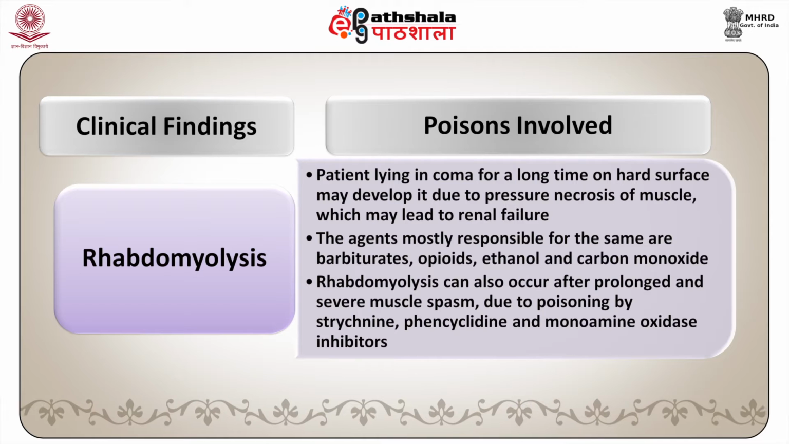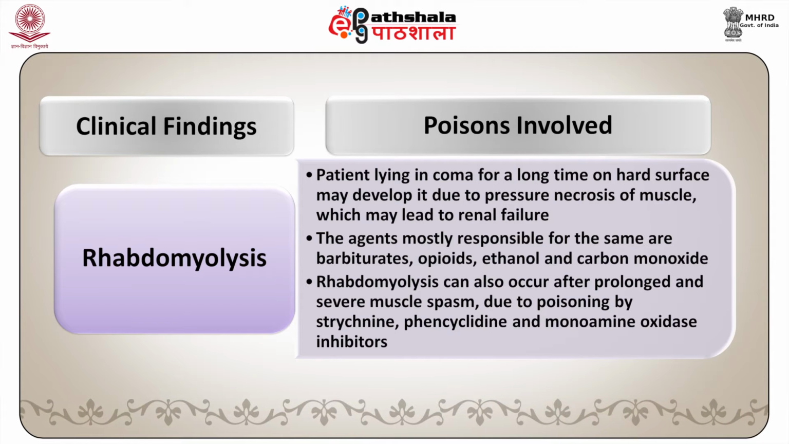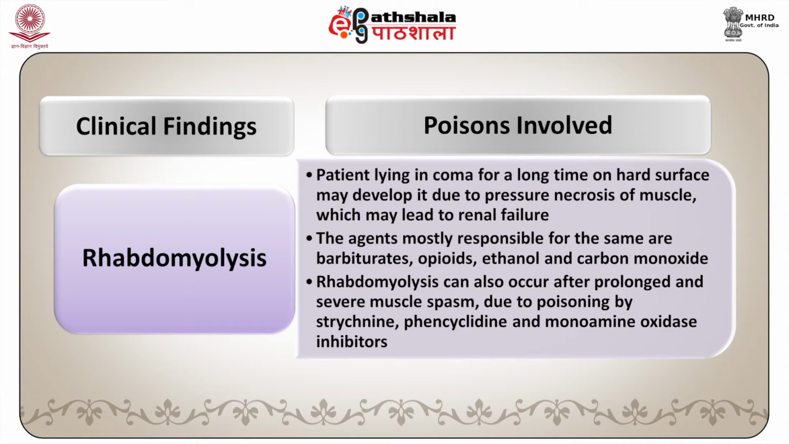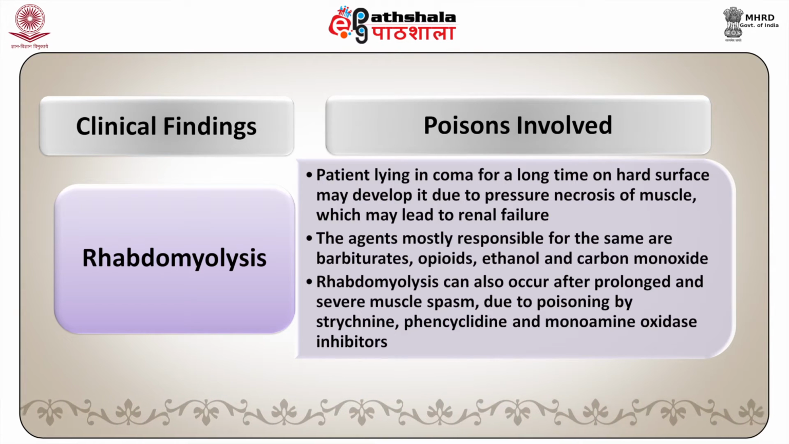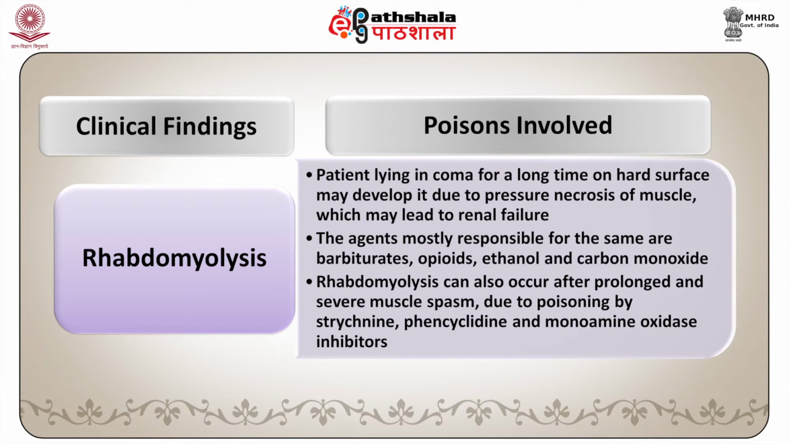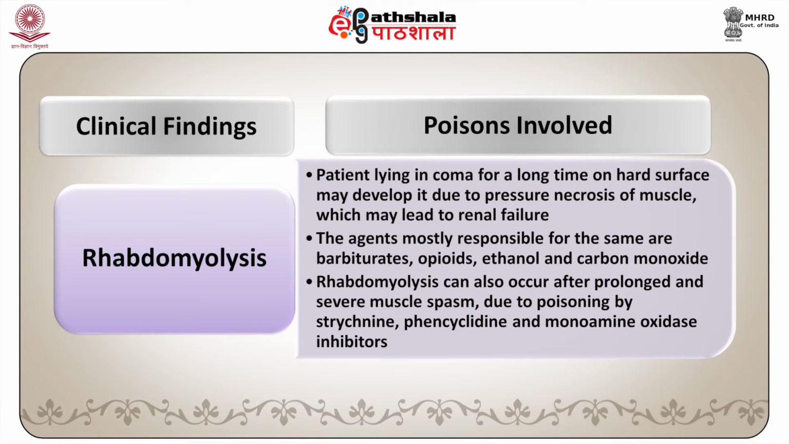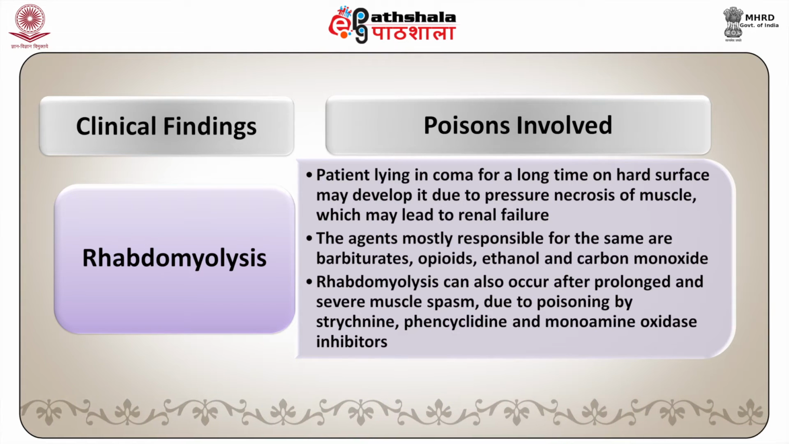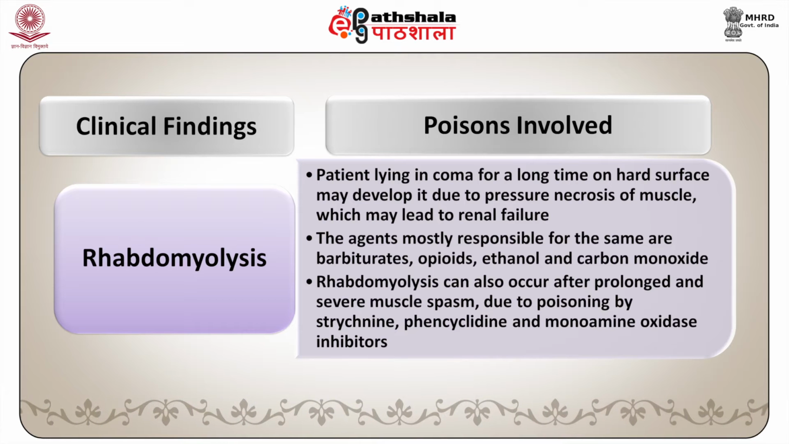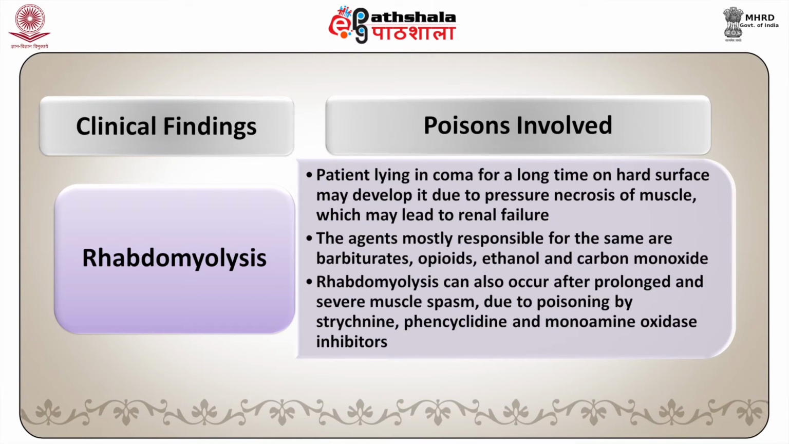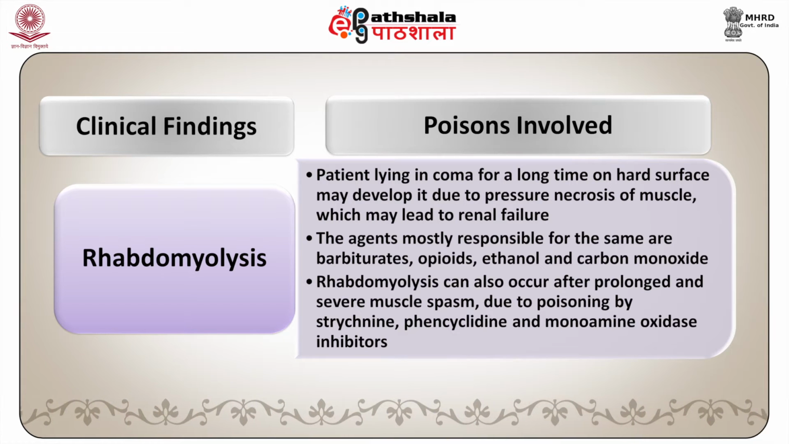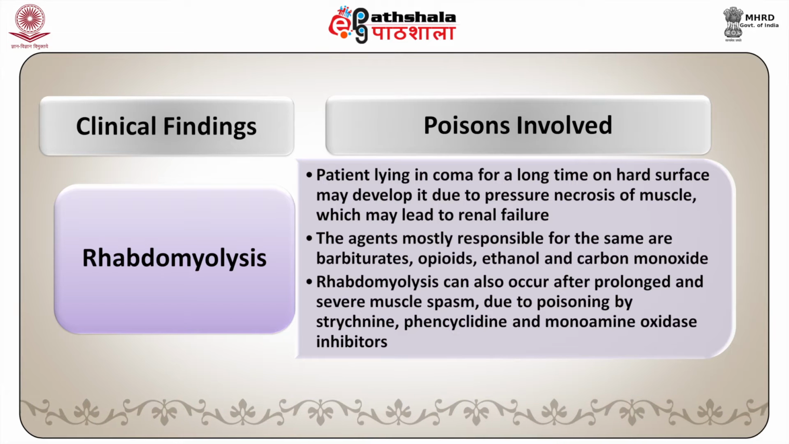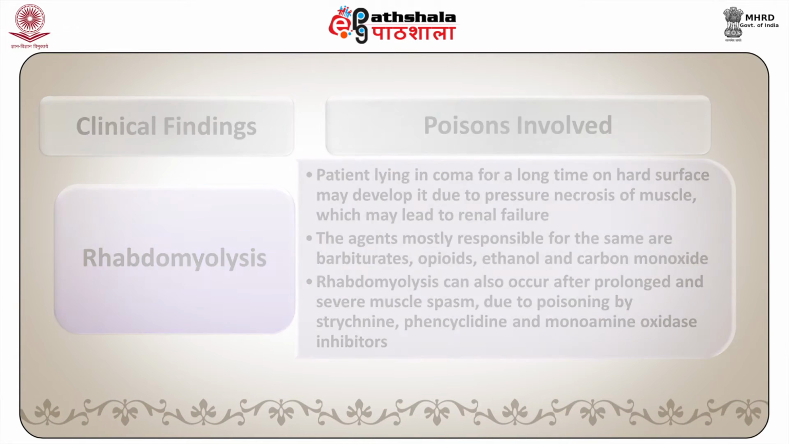Next is rhabdomyolysis. A patient lying in coma for a long time on a hard surface may develop it due to pressure necrosis of the muscles, which may lead to renal failure subsequently. The agents mostly responsible for the same are barbiturates, opioids, ethanol and carbon monoxide. Rhabdomyolysis can also occur after prolonged and severe muscle spasm due to poisoning by strychnine, phencyclidine and monoamine oxidase inhibitors.